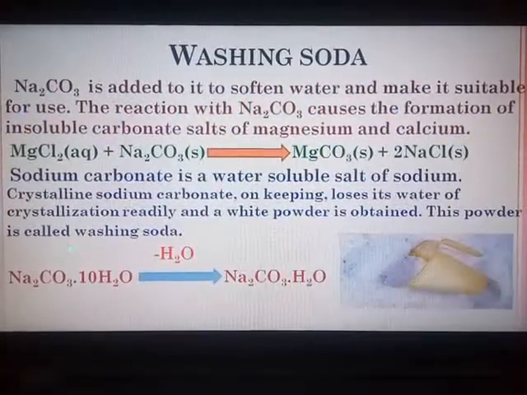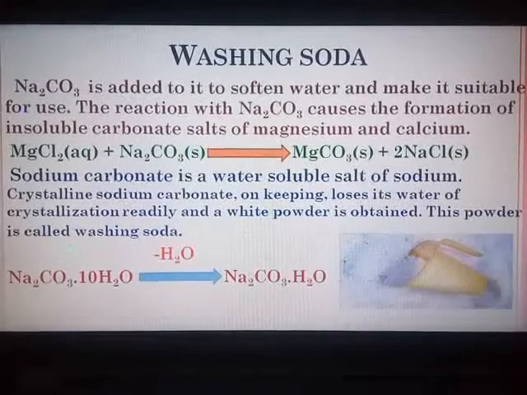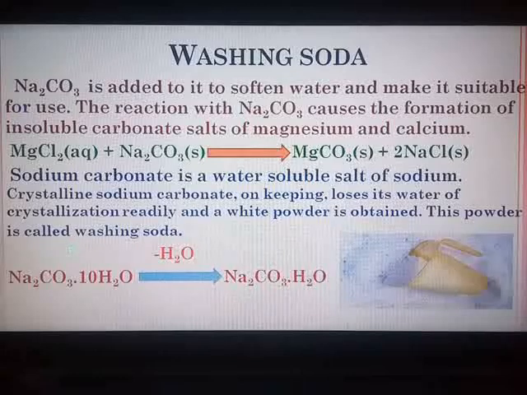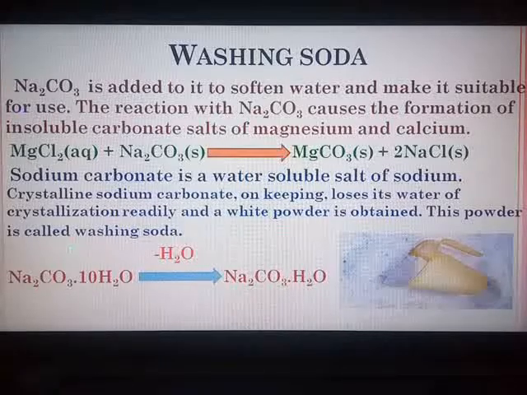Washing soda, Na2CO3.10H2O. The H2O is the water of crystallization that we are going to see in chapter number 5, acids, bases and salts, in more detail. Now you all know that well water is hard water. So the hard water from the well or a bore well becomes soft on adding washing soda.